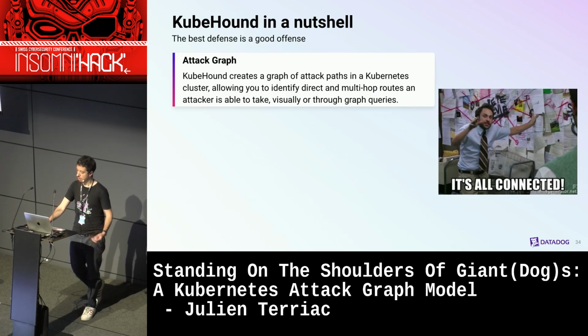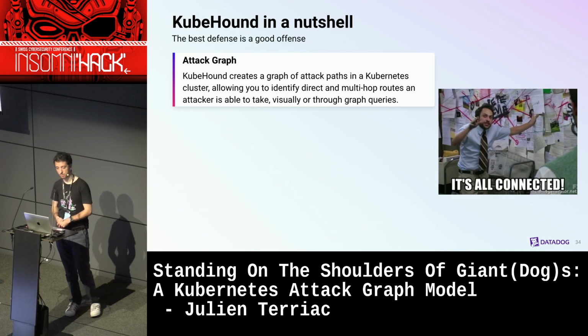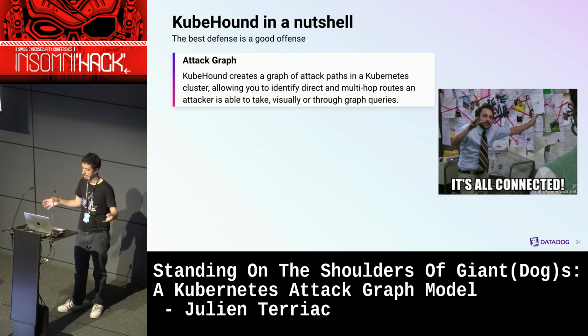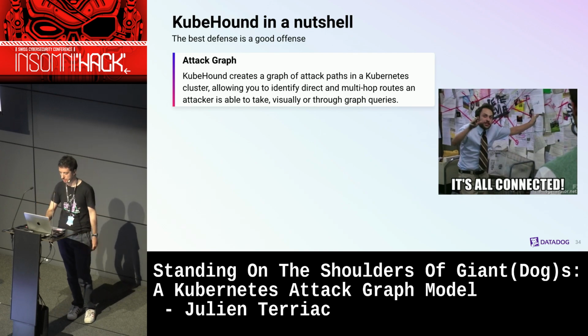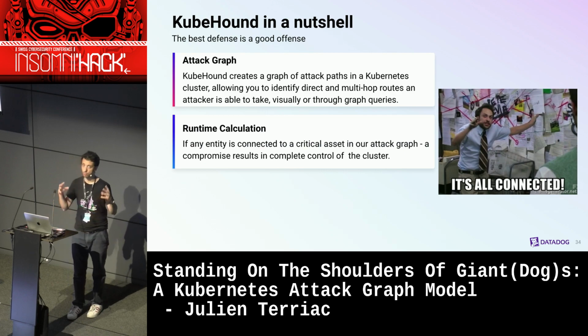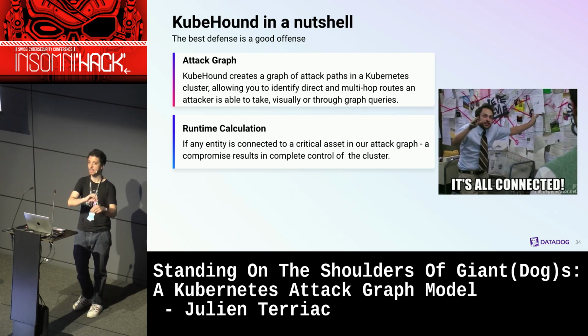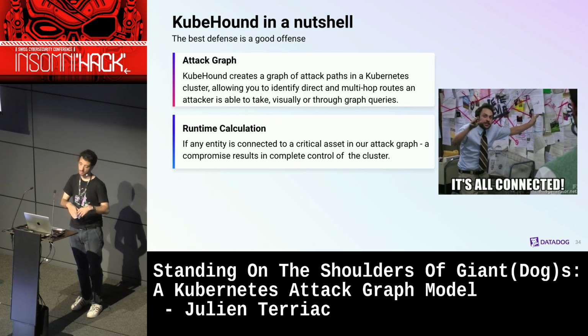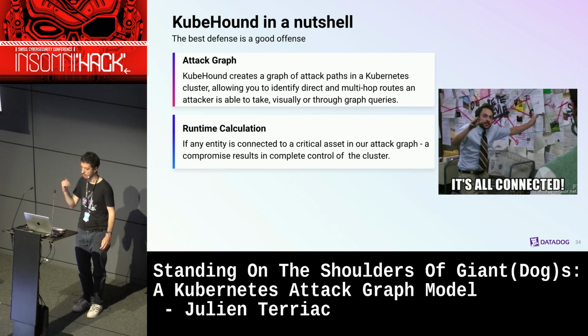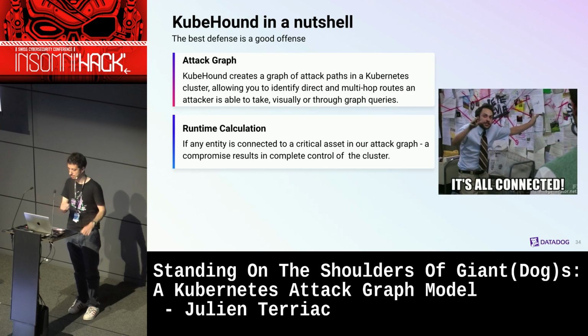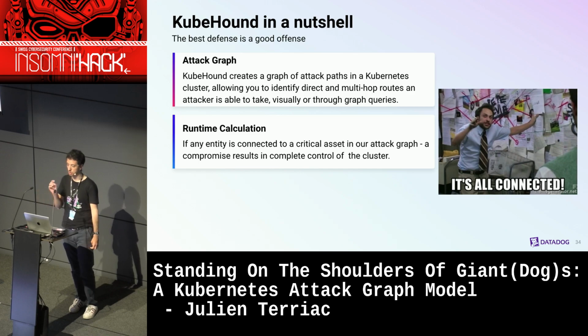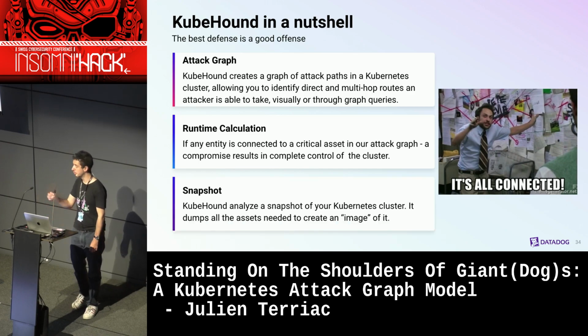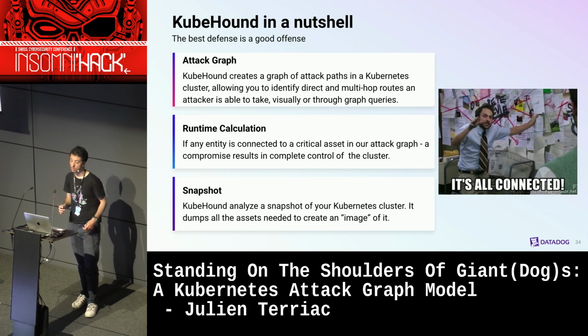So we all say the best defense is a good offense. Kubehound is this attack graph model where we try to link everything together, so graph queries, and the main thing you have to think about is if any of the entities is linked to these critical assets and is referenced in our attacks, it will get linked. There's no chance you can miss it. Everything is linked, and with sample queries, you can identify where it is and try to pinpoint it. Of course, it's a snapshot at a specific time, so it does take some time.